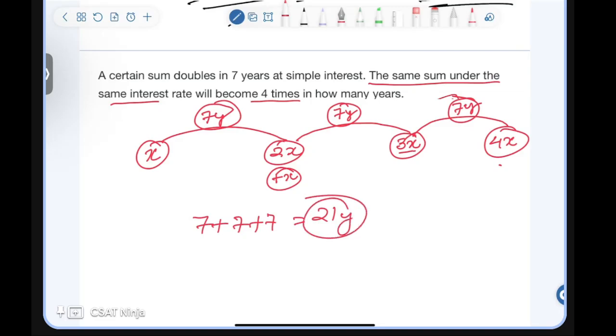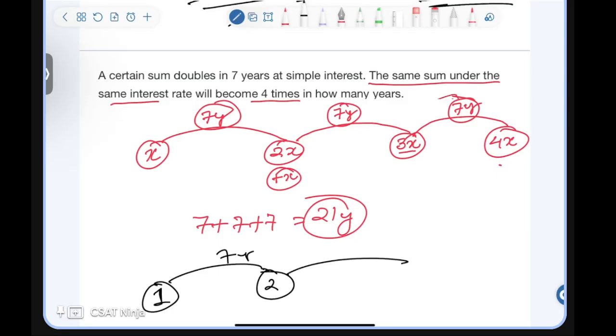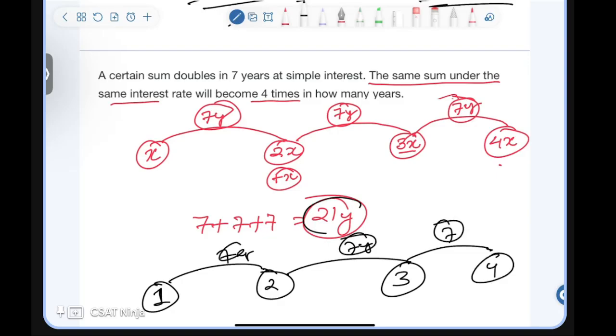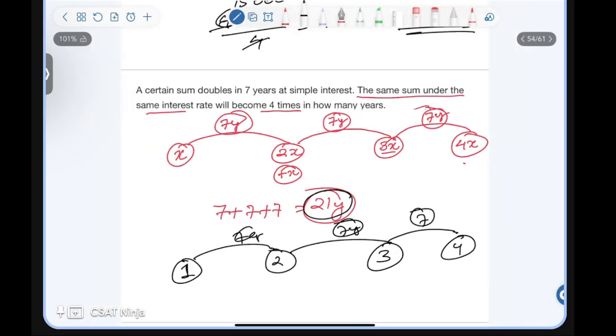Do I need to repeat, or are you guys clear with this? Every 7 years, there is a plus of x. Or if you are confused with x, you just use 1. If this is 1, it becomes double in 7 years. And if this is 2, there's another plus 1 in another 7 years. And in another 7 years, there's a plus of 1. So the total is 21 years. That's how you approach a question like this.